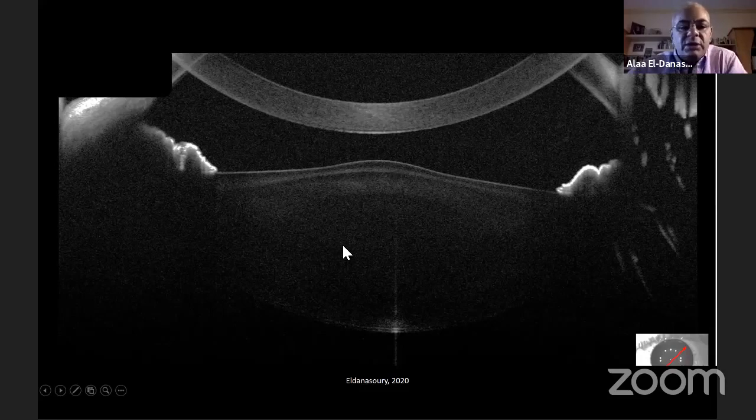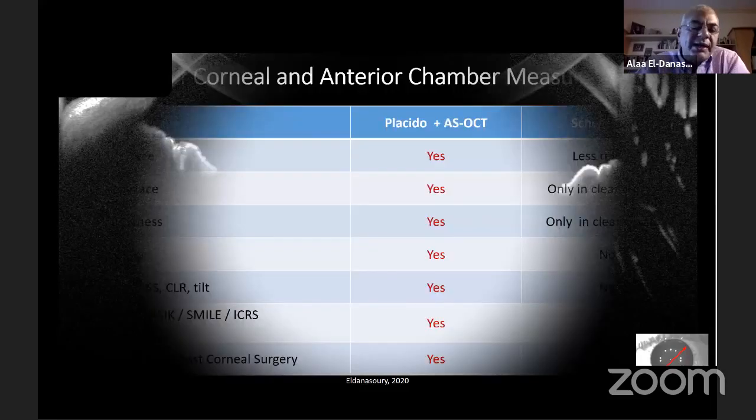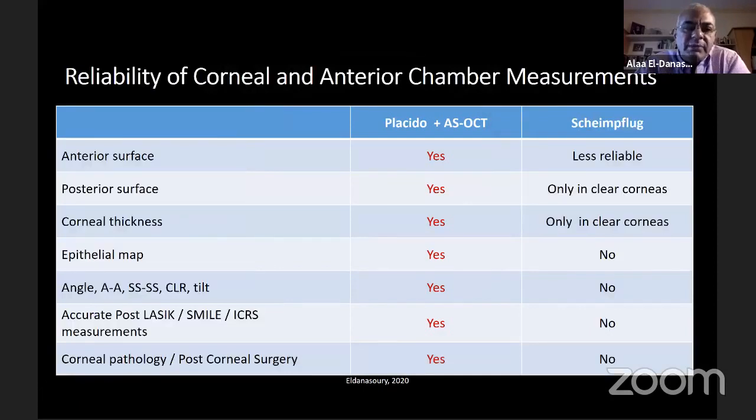It's not only the cornea. So to summarize, today I believe the anterior segment OCT with the Placido technology combined together, this is the way to go. It gives you very accurate measurement of the anterior surface, the posterior surface, the corneal thickness, even in the presence of scatter or scarring. It gives you the epithelial map, which has an important role in today's diagnosis.